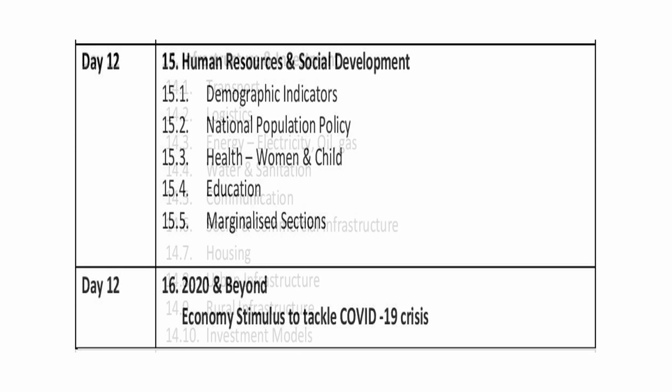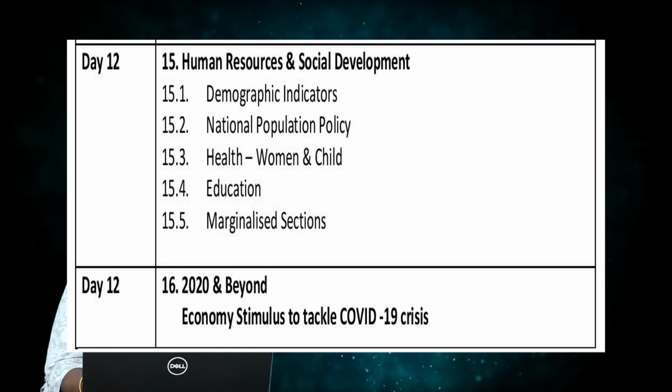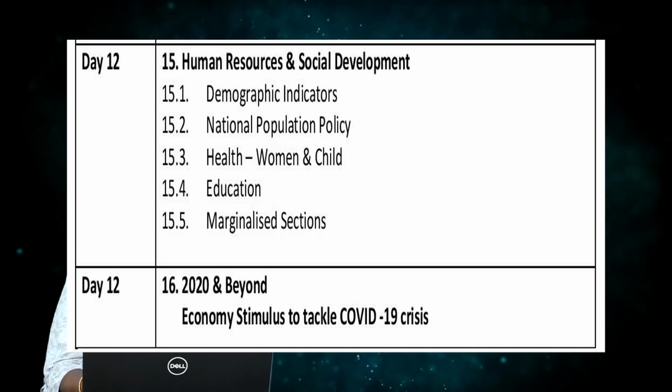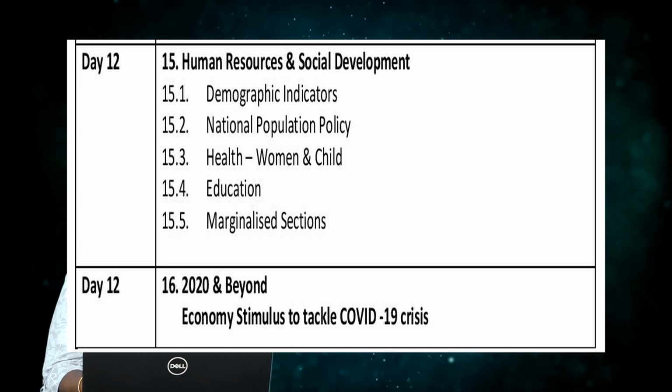And finally, we wrap up the course on day 12 with our human resources and social development, which would be looking at some demographics and some social development areas like health, women and children, education, and the marginalized section. And then, of course, how could we not discuss the 2020 issue of the COVID-19 and the economy pre-COVID and post-COVID, and what is the plan India has for 2020 and beyond. And with that, we wrap up economy.